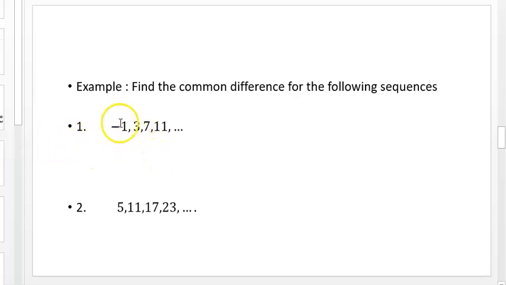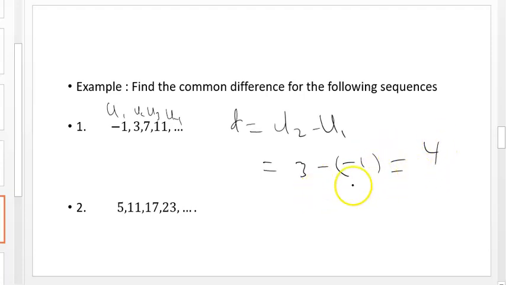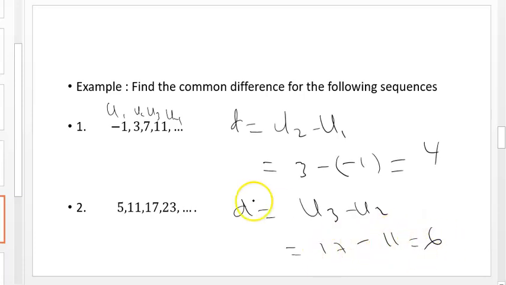So the first sequence is minus 1, 3, 7, 11. To find the common difference, use the common difference formula. D is equal to U2 minus U1. So let's use U2 minus U1. U2 is 3 minus U1, which is minus 1. And what is 3 minus 1? That's 4. So D is equal to 4. Let me use U3 minus U2. The third term, 7, minus 3, is 4. This is how I find the common difference.